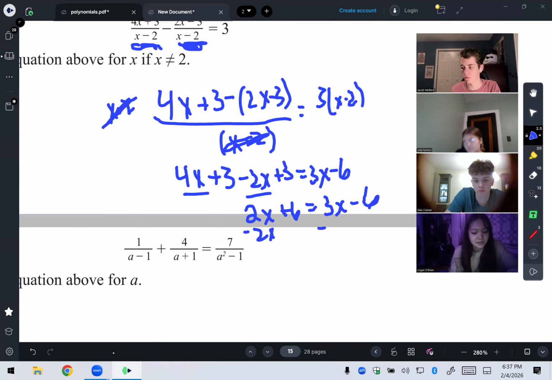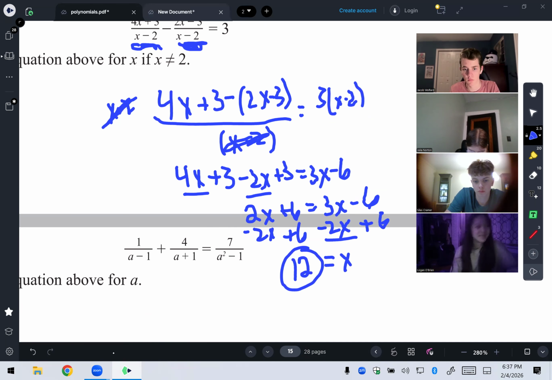Subtract the 2x, add the 6. Coming out of the oven, voila, x is 12. I have to shrink this.